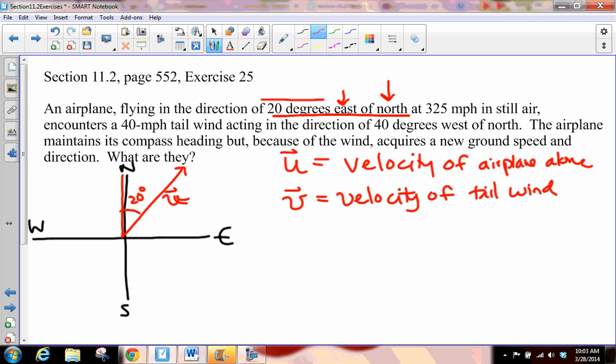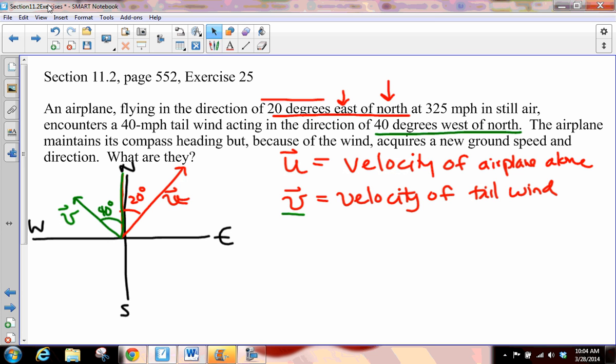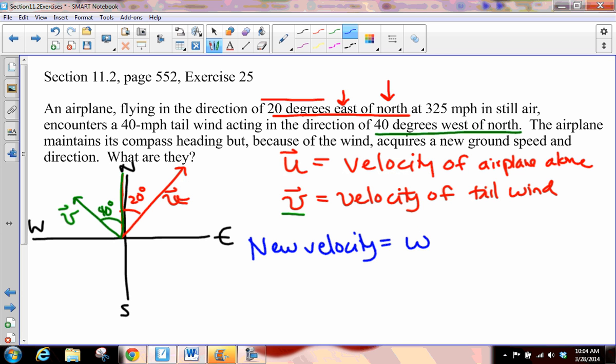I'm also going to draw in my vector v, which is going to be 40 degrees west of north. Again, I'm going to start here at north, but now I'm going to go 40 degrees to the west, and that angle will be 40 degrees, and that'll be my vector v. So the new velocity of the plane, I'm going to call that w, and that's going to be u plus v.